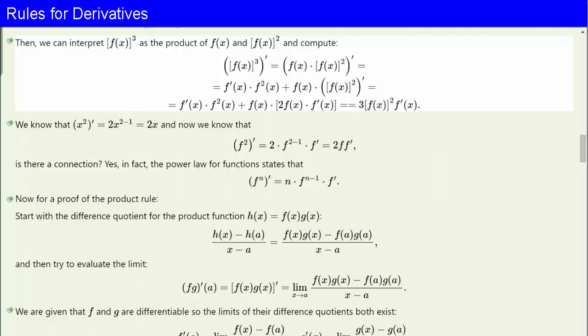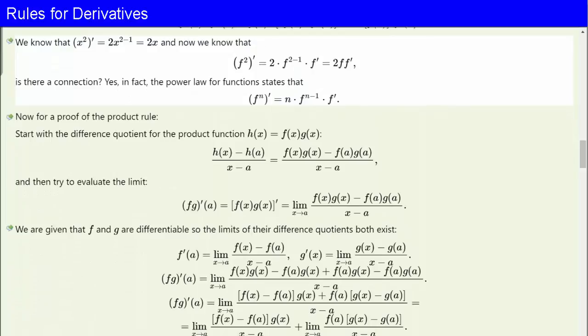And when we clean it all up and collect terms, we find the derivative of f of x cubed is 3f squared f prime. We know that the derivative of x squared is twice x. And now we know that the derivative of f squared is twice f f prime. Is there a connection? Yes. In fact, the power law for functions states that the derivative of f to the nth power is n, f to the n minus first power, times f prime. We could prove this now by induction, but we will delay the proof until later when we'll use a different method.